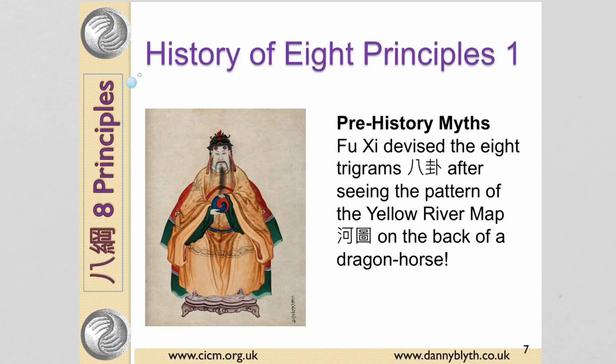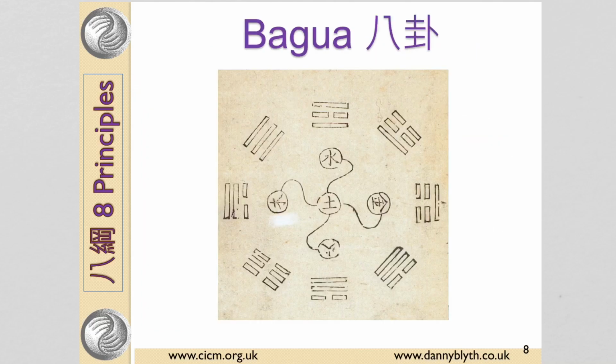The history of the 8 principles is extremely old, although the phrase itself is relatively new. So back into prehistory myths, Fu Xi, this chap here, holding a very old version of the Tai Chi diagram, was said to have devised the bagua. And these bagua have lines, yang lines and yin lines, making up the 8 trigrams, and this makes up the hexagrams, and hence like binary for understanding the world.